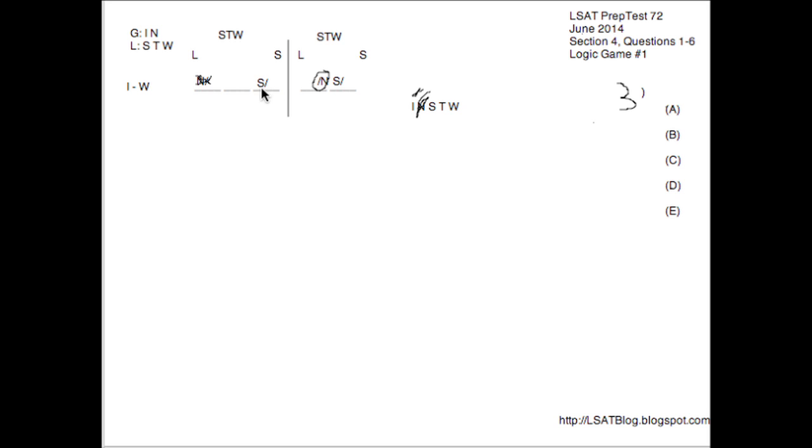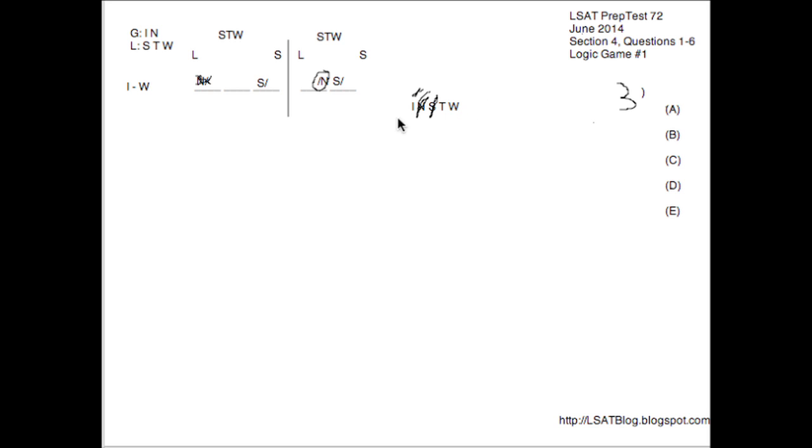S is always the end of a segment because it's the shortest within, so that's out of the running, leaving I, T, and W. However, remember that we've always got to have one of S, T, or W on each side. So out of I, T, and W, one of those two will go in the first segment for certain.